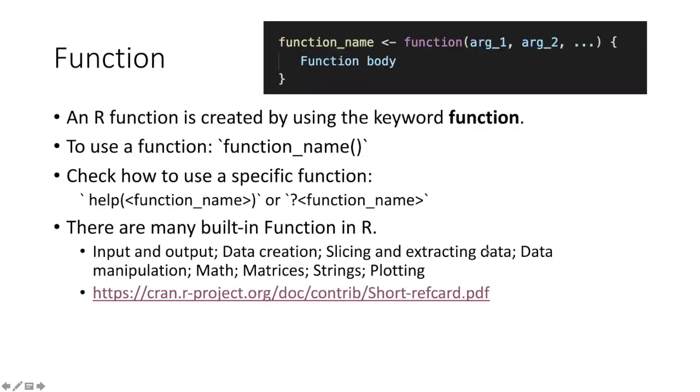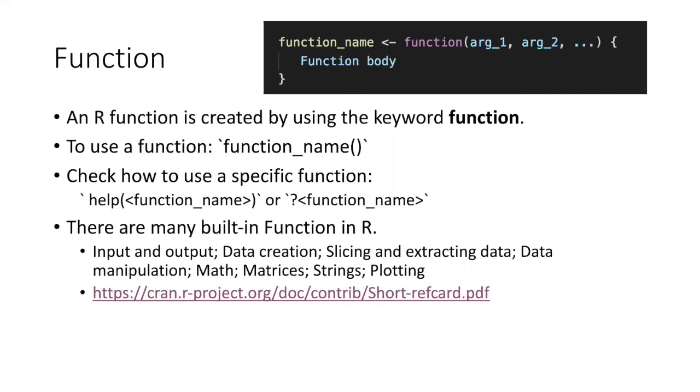An R function is created by using the keyword function. This is the structure to create a function. It starts with the function name, and you have this specific symbol. You don't have to care about this right now, but basically you have function followed by parentheses, and you put in the arguments, followed by a curly bracket, and put in the function body. This is how you create a function, but you don't have to know this right now if you're not familiar. You can just use a function other people wrote, or probably it's included in base R already.